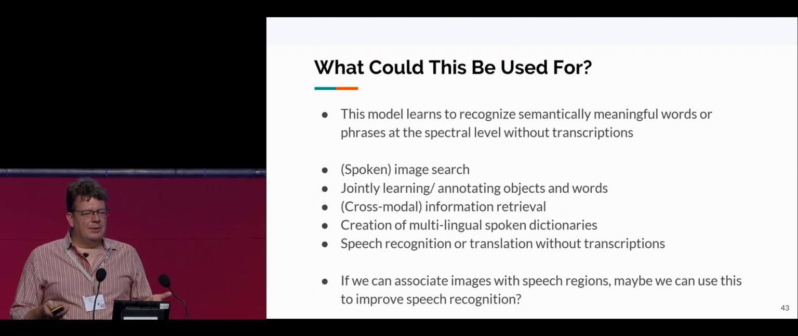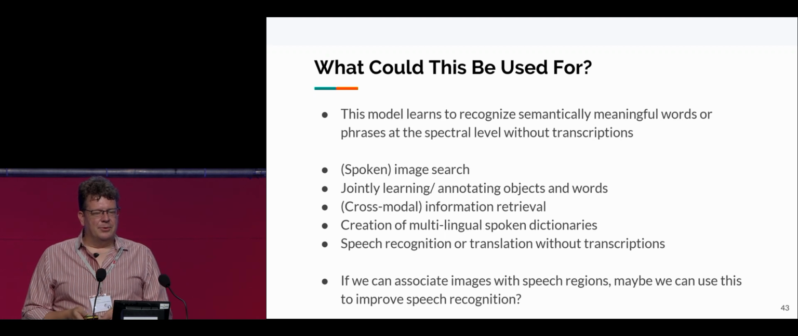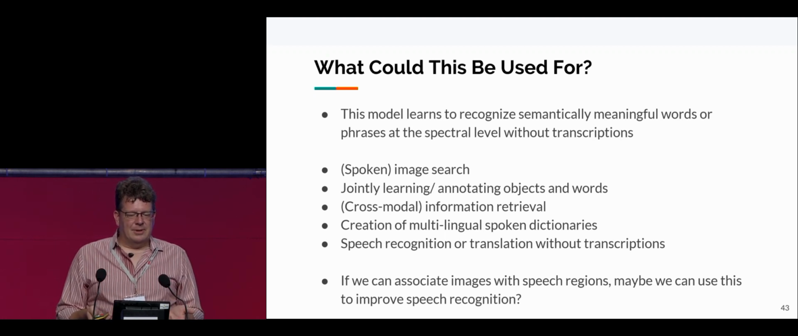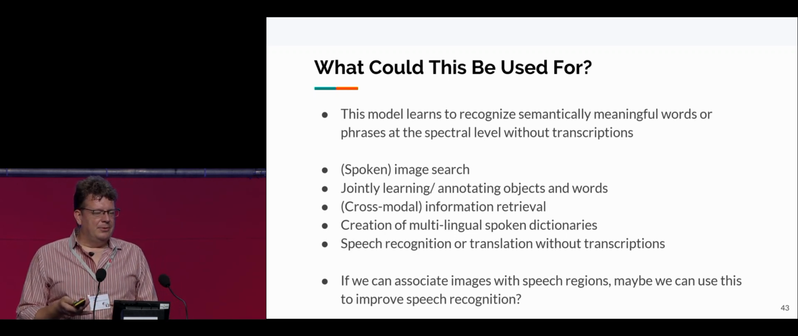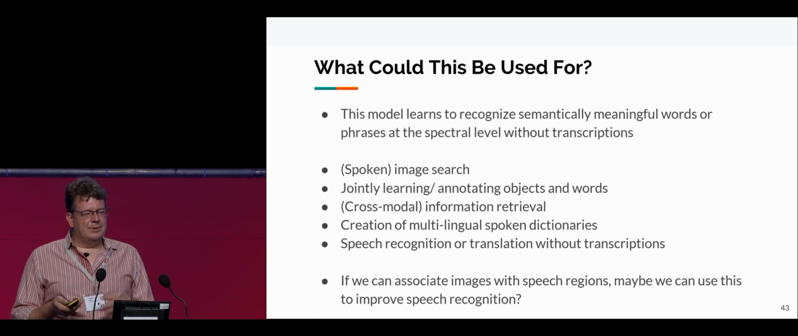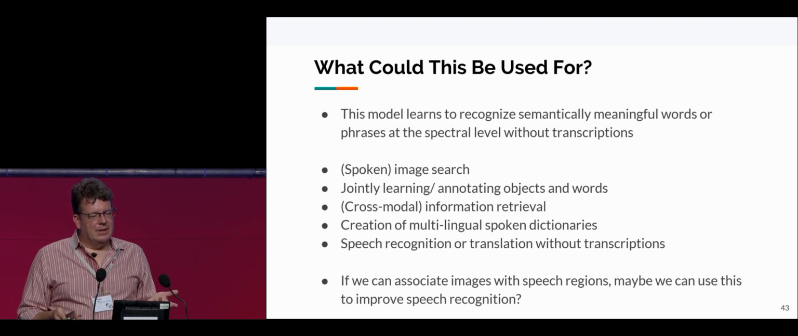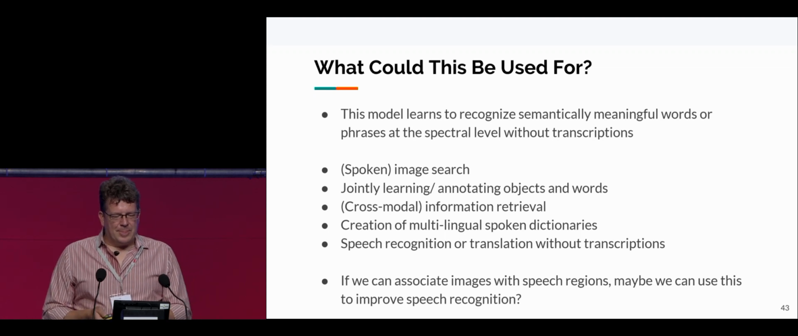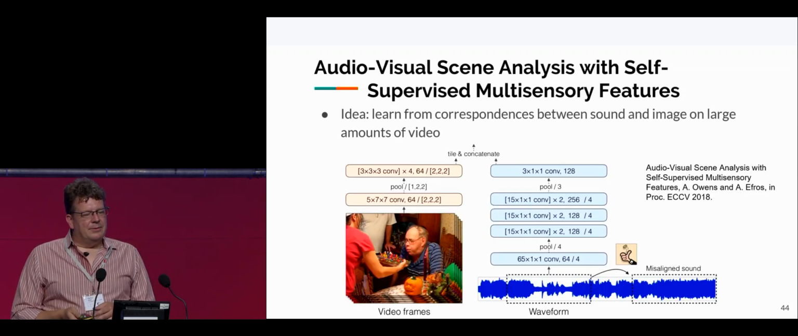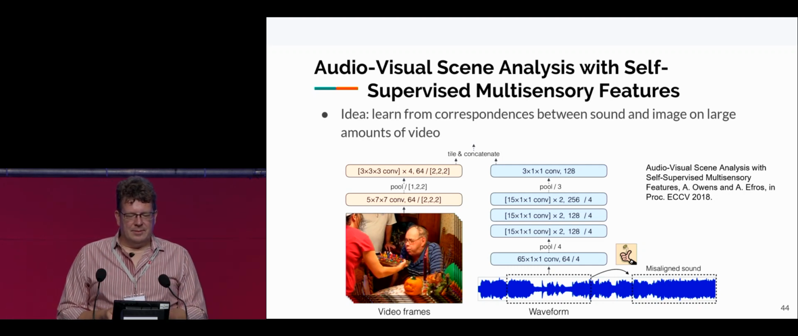Well, the model learns to recognize semantically meaningful words or phrases at the spectral level without transcriptions. So we can use this for spoken image search, we could use this for jointly learning or annotating objects and words, we could use information retrieval, multilingual spoken dictionaries for unknown languages, speech recognition or translation without transcriptions, lots of ideas, I think.